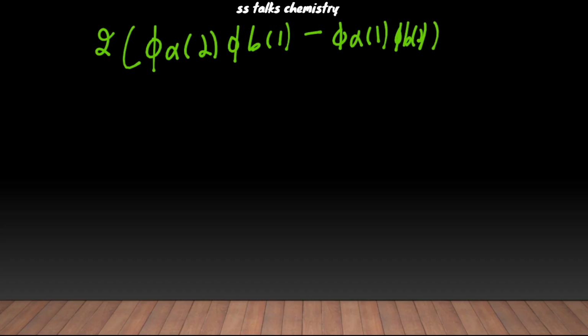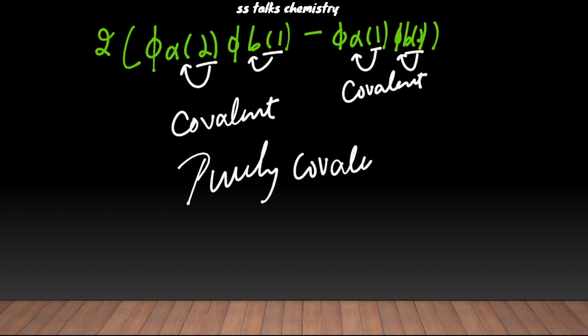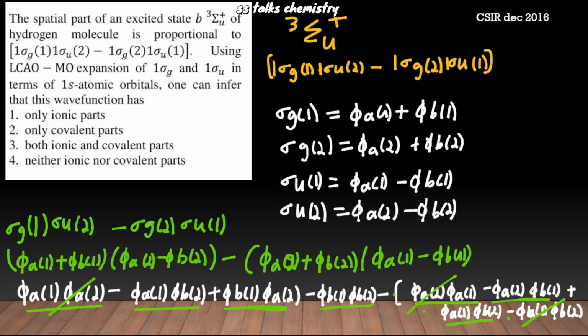So what is it representing? The first electron on atom B, the second electron on atom A; the first electron on atom A, the second electron on atom B. So this is representing the covalent character, and this too is representing the covalent character only. So a purely covalent wave function was given to us, right? That makes the answer that only the covalent parts are present. So option B, the second one, will be the right answer.